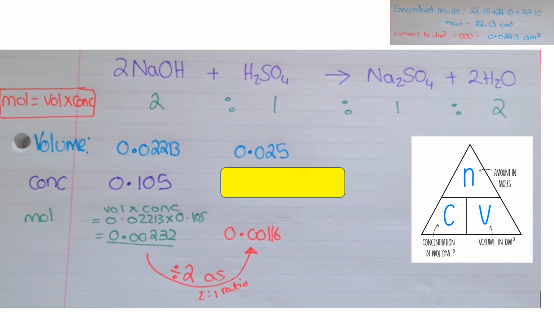Now, going back to my triangle, I now have a volume and a mole, so I can work out concentration, which is going to be the mole value 0.00116 divided by 0.025, and that gets me an answer of 0.0464 moles per decimeter cubed. And you have completed the question.